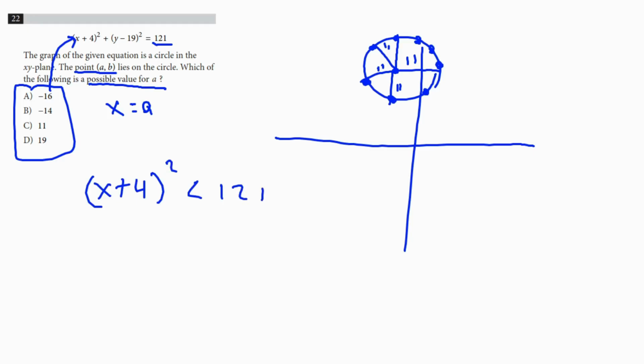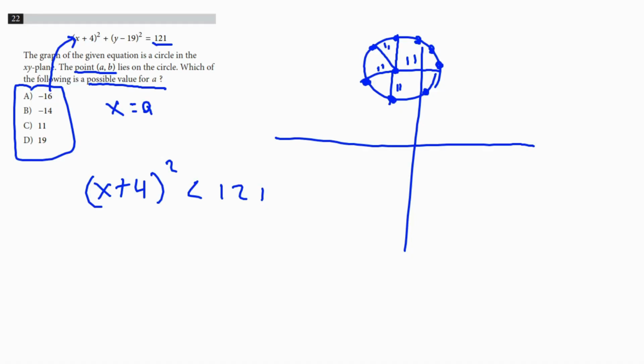The reason for that is because there needs to be a y value in the equation as well, this y minus 19 squared. And if x plus 4 squared is greater than 121, then it's impossible for this equation to equal 121, because remember, when we square something, it can never be negative. So if it's already greater than 121, we can't take away from the value of x plus 4 squared. If that's confusing, just let me know in the comments.